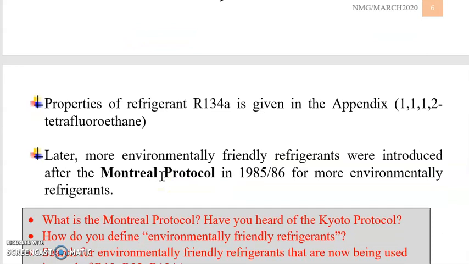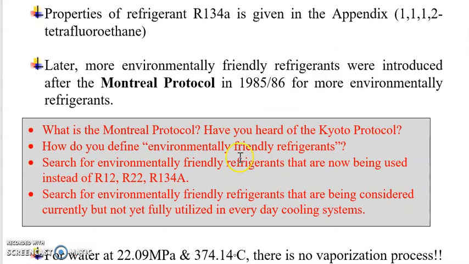Besides the water table in your appendix, you may also find properties of refrigerant R134A. This is a short-term solution towards a more environmentally friendly world. Later, even more environmentally friendly refrigerants have been introduced after the Montreal Protocol, 1985-86. What is the Montreal Protocol, or have you heard of the Kyoto Protocol? You may check them out. As engineers, you have to know about this because these are global efforts towards more environmentally friendly refrigerants.